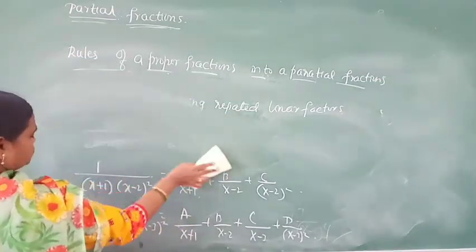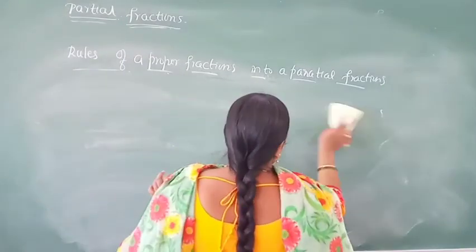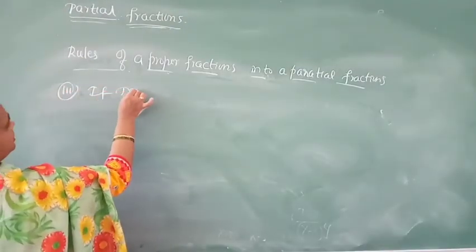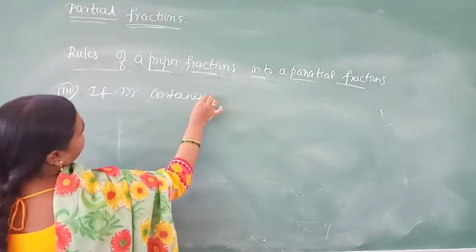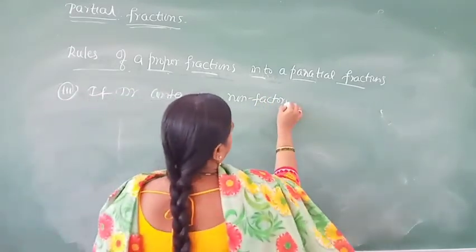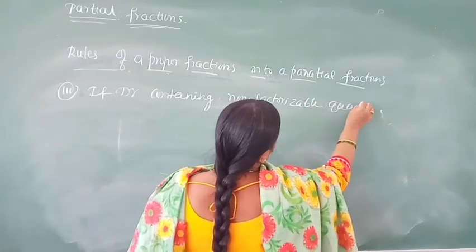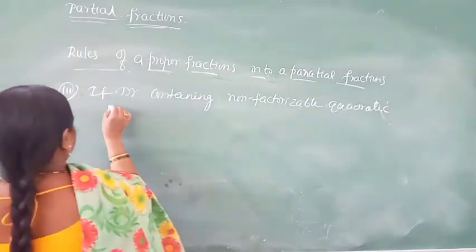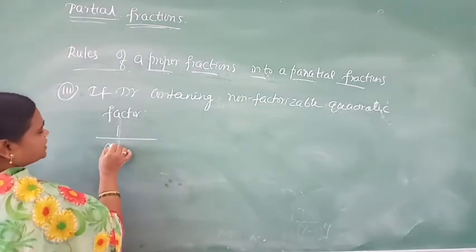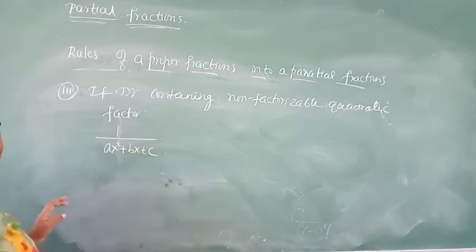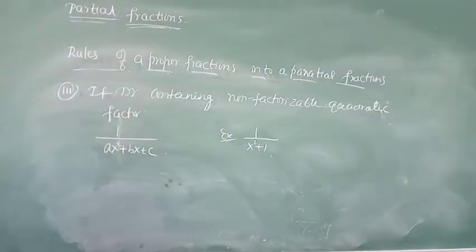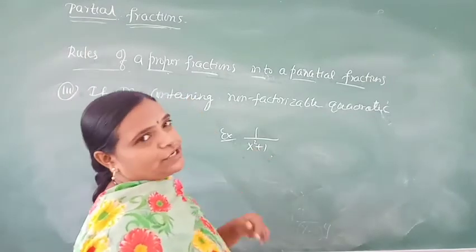Okay, the next and last rule is there. If the denominator contains a non-factorizable quadratic factor. Non-factorizable quadratic factor. In this case, this is 1 divided by ax square plus bx plus c. Or else I will take another example: 1 divided by x square plus 1. If it is non-factorizable, it means we can't easily calculate the factors.